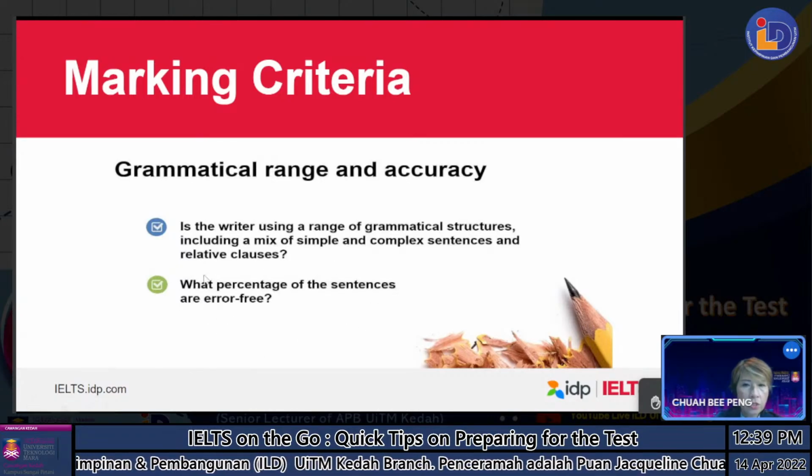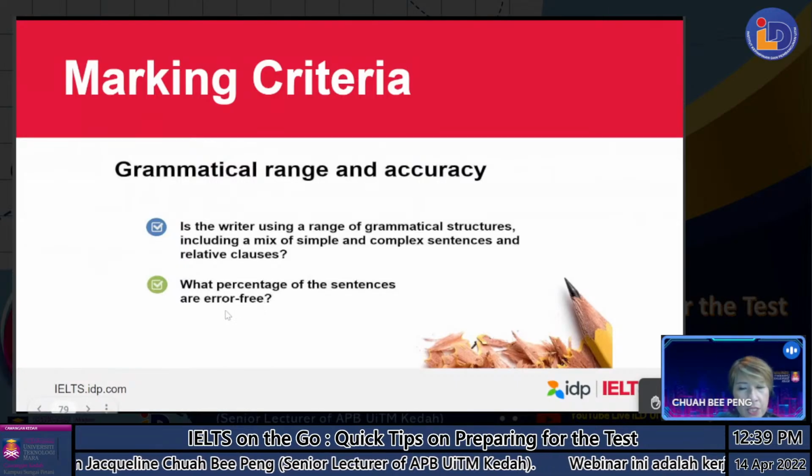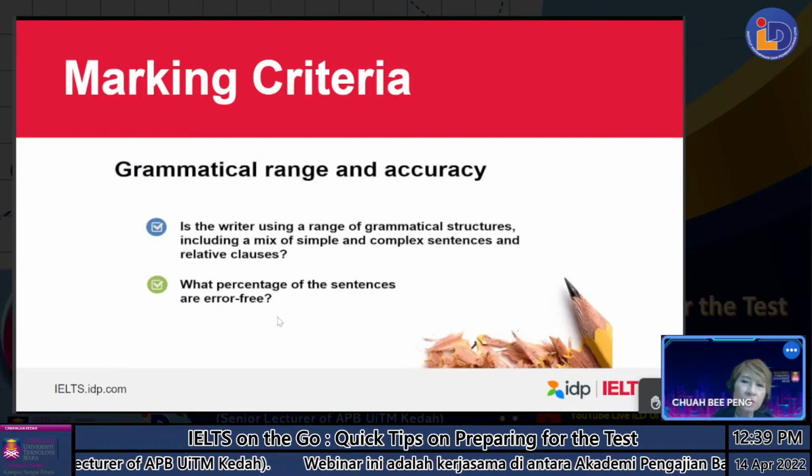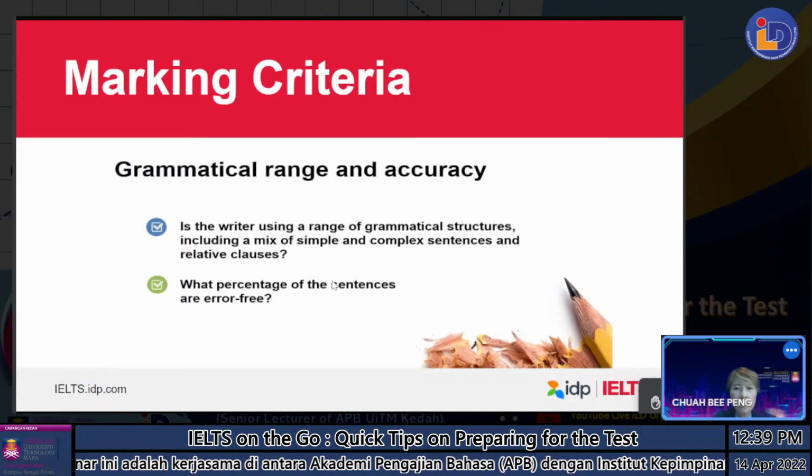The question the examiner asks will always be, what percentage of the sentences are error-free? They won't focus too much on your errors, but they will try to see how many are error-free. So give them the pleasure of having more error-free sentences.